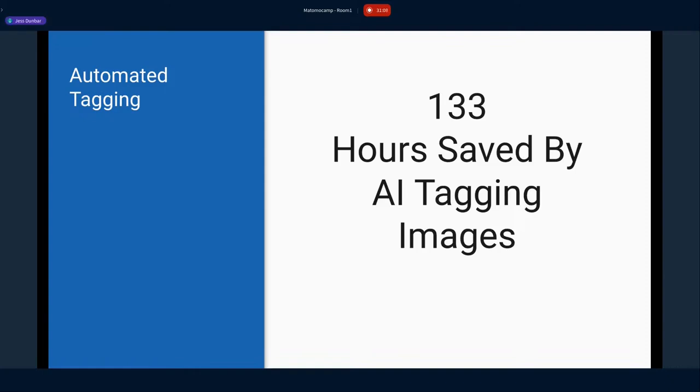And when you add up all that time saved, that users weren't having to add the metadata, it ended up being 133 hours saved just by taking some images in a short period of time. There are obviously lots more images now that we can talk about today, but this is when we did the reporting.